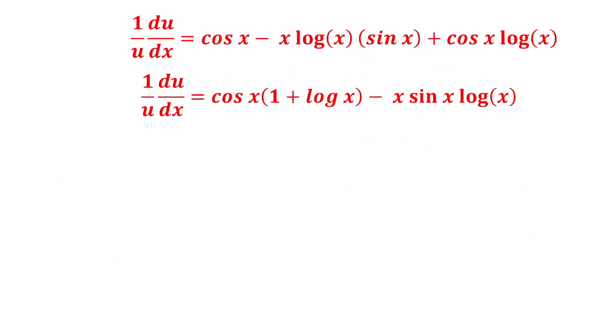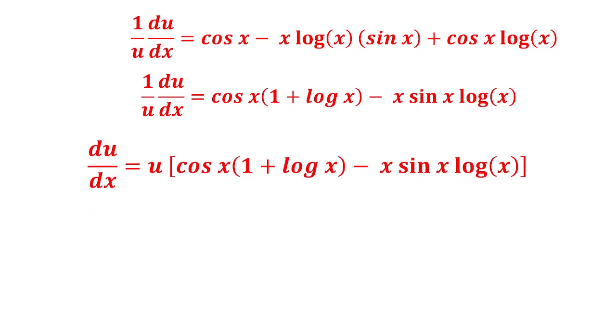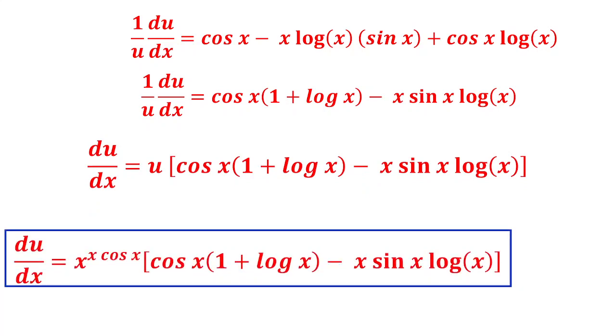Well, therefore, I am getting du by dx, now by doing some simplifications. Now, I am pushing the u to the right hand side. U is nothing but x power x cos x into 1 plus log x minus x sin x into log x. Normal simplification I have done. I will call it equation number 2 and keep it ready. Let us go to the next one.